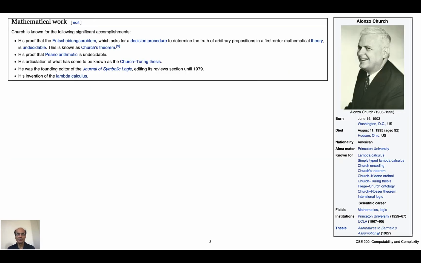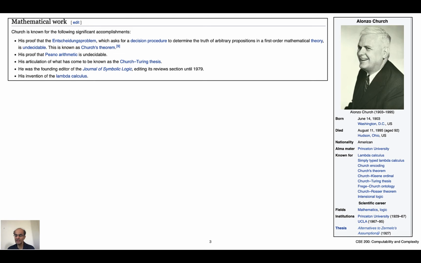Alonzo Church, who's credited with this thesis, according to this Wikipedia article, I should actually be calling it the Church-Turing thesis, was born in the early part of the 20th century. He passed away in the mid-90s. He got his PhD from Princeton. Of course, back then, his PhD was in mathematics. There was no computer science around.